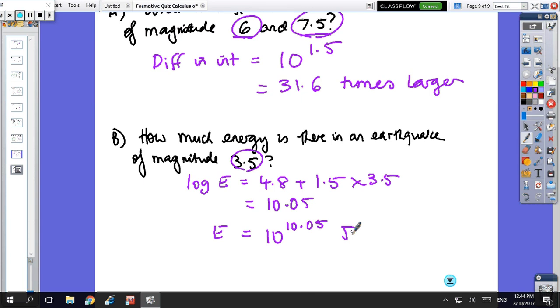Okay, entering the function 10 to the power of 10.05, so it's 1.12 times 10 to the 10 joules. Okay, so to 2 decimal places.